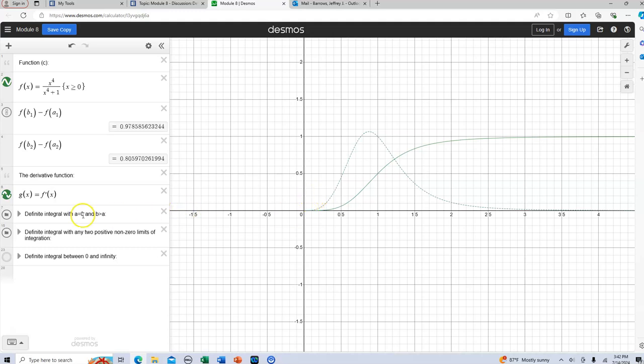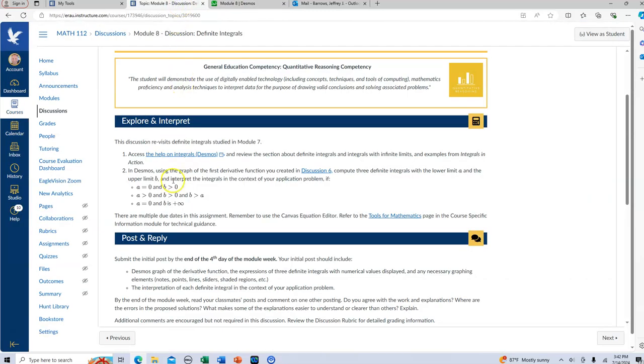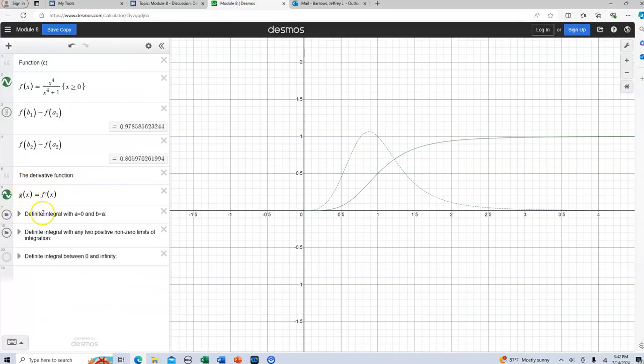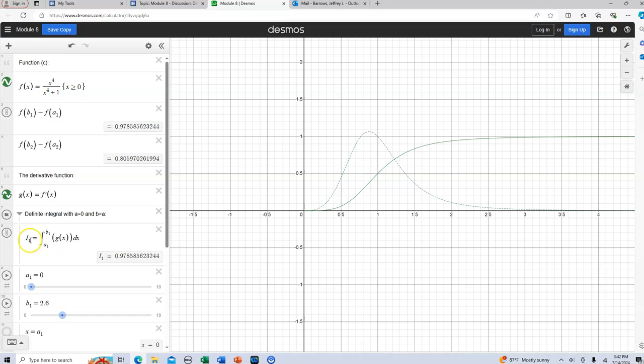So there's nothing peculiar about that. Going back to the statement of the discussion post, what we want to do now is compute these 3 definite integrals based on some different lower and upper bounds for each. The first one is asking us to find the value of the definite integral from a equals 0 to some value b that is greater than 0. So if we go back to Desmos here, definite integral with a equals 0 and b greater than a. This is integral 1, a1 to b1.